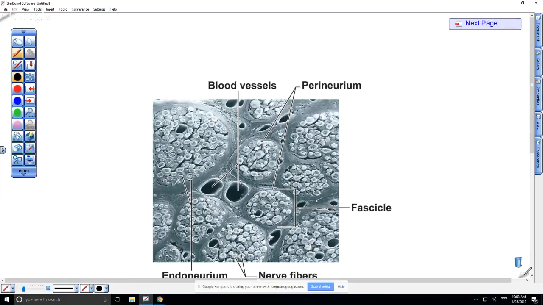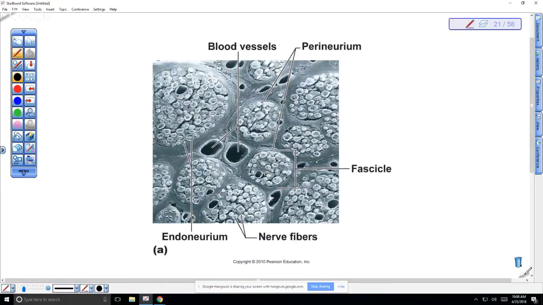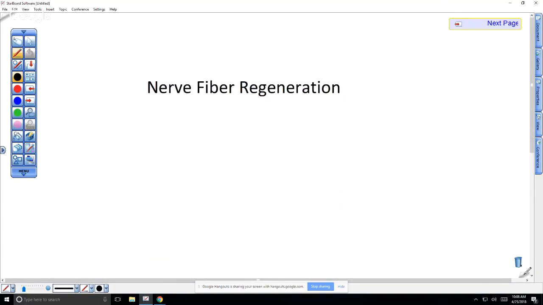So this is kind of what it sometimes looks like. This is not using a light microscope. This is looking at a microscope with a higher resolution, called an electron microscope, that takes black and white pictures. This is a high resolution image showing what a nerve looks like.